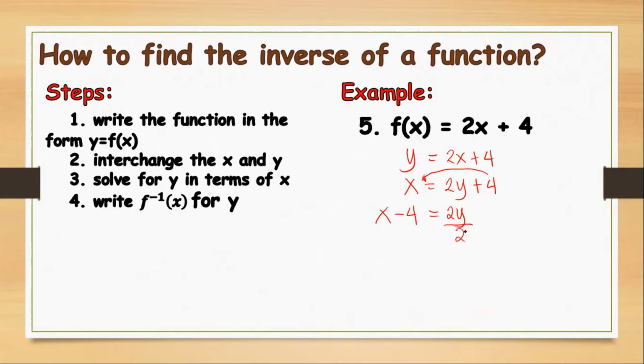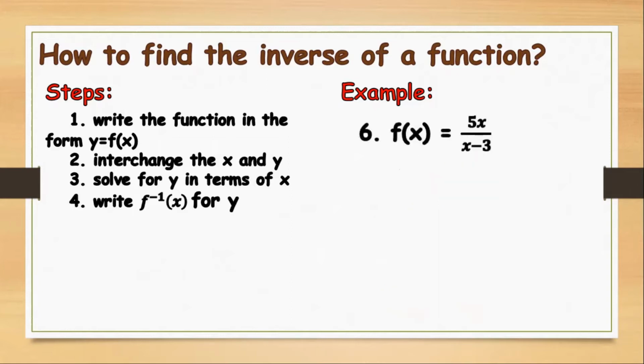So we have x minus 4 equals 2y. And since we have 2 here, divide both sides by 2. And so our y is equal to x minus 4 over 2. So our f inverse of x equals x minus 4 over 2. That will be the answer for number 5. Let's continue with number 6.